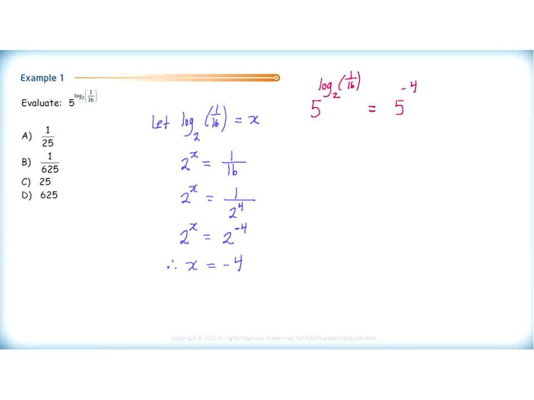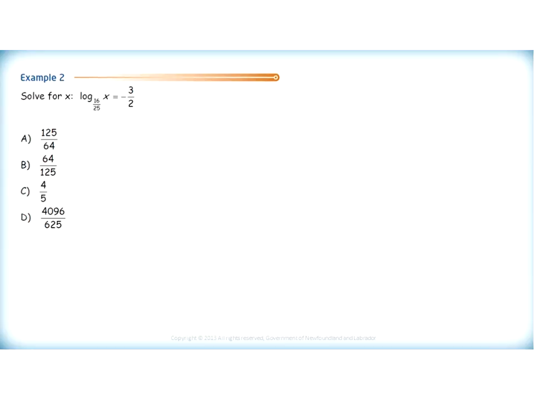which is really equal to 5 raised to the power of negative 4. Again, using your rules for exponents, 5 to the power of negative 4 is 1 over 5 to the positive 4, which is equal to 1 over 625. And that corresponds with B as the multiple choice answer. Let's look at another example.